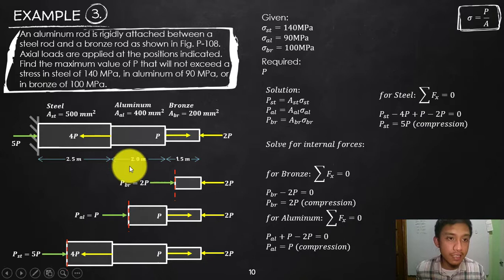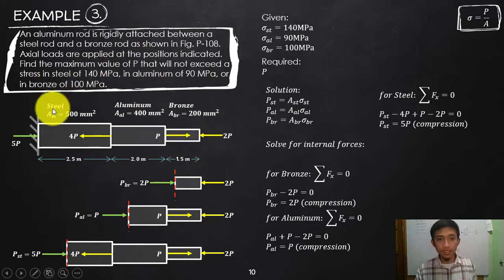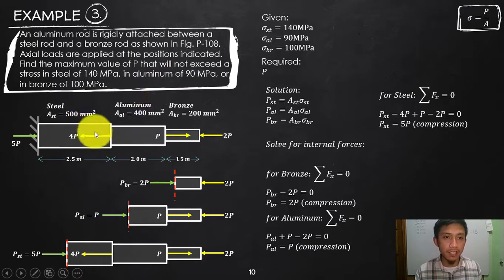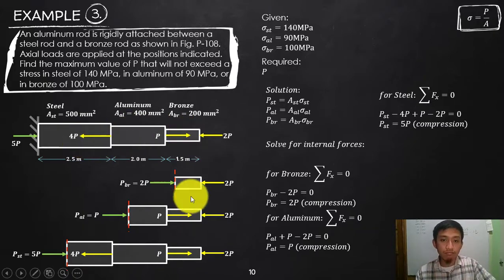That is statics. So find the maximum value of P that will not exceed a stress in steel, which is 140, that is the strength of your steel, aluminum, which is 90, and then bronze, which is 100 megapascal. So those are the respective strengths of each type of material on our composite member, with the different types of loading. So, okay, if I cut here, I will try to expose what force the bronze is under, if that is tension or compression.